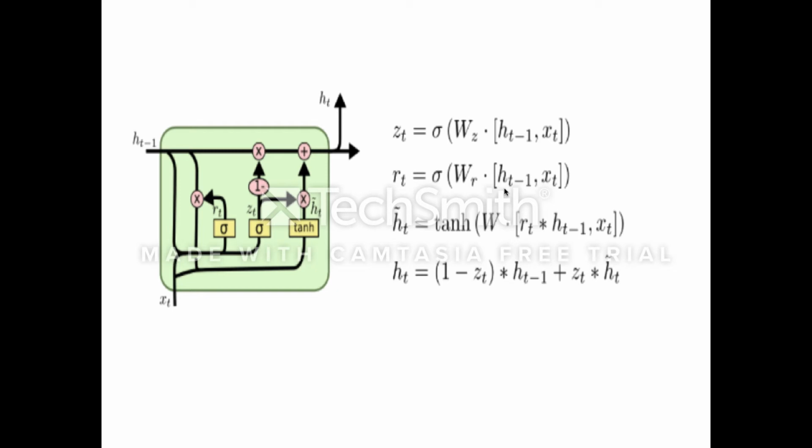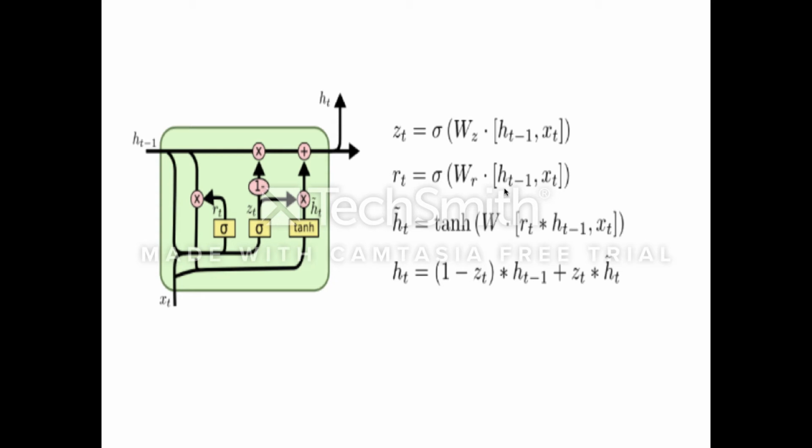The update gate is probably the most important gate, and it is represented by Z of t, and it is responsible for determining how much of the H of t minus 1, that is the previous cell, should be carried forward to the next state. For example, if the value of Z of t is close to 1, then H of t is almost entirely copied from H of t minus 1. Conversely, if the value is close to 0, then the new memory H bar of t is forwarded to the next hidden state. The last one which we are going to talk about is the hidden state.